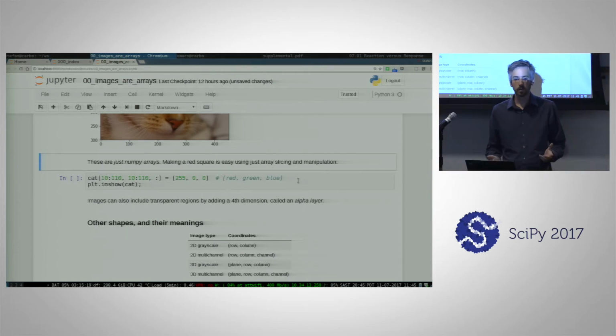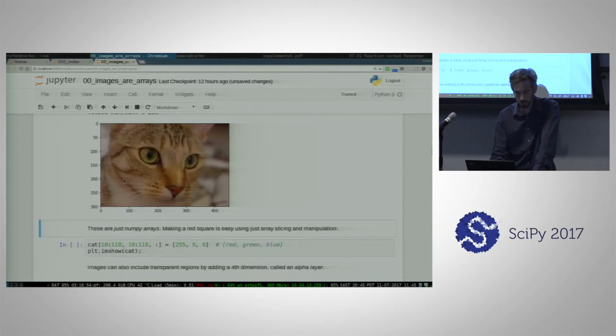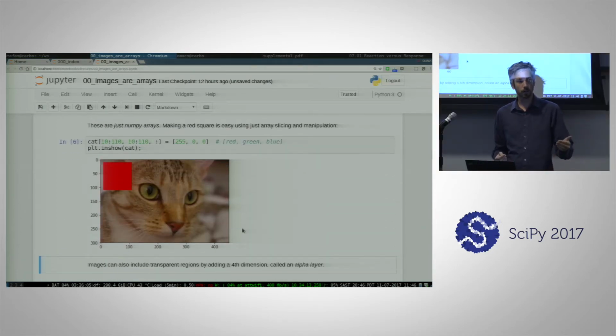Since these are just NumPy arrays, nothing stops you from manipulating the array and thereby modifying the image. If we were to take this array and modify rows 10 to 110 and columns 10 to 110, and fill that block with the value 255, 0, 0, what do I expect to see? A red block. Yes, exactly. So let's see if that happens. Yes, indeed. We modified the array, redisplayed it in matplotlib, and we see a red block come up.